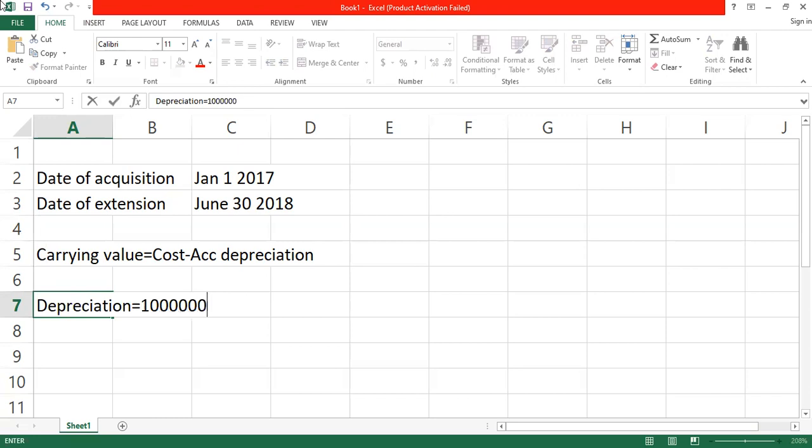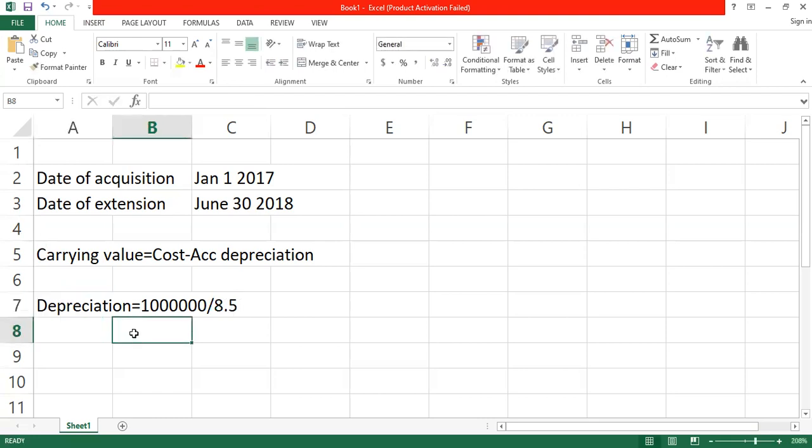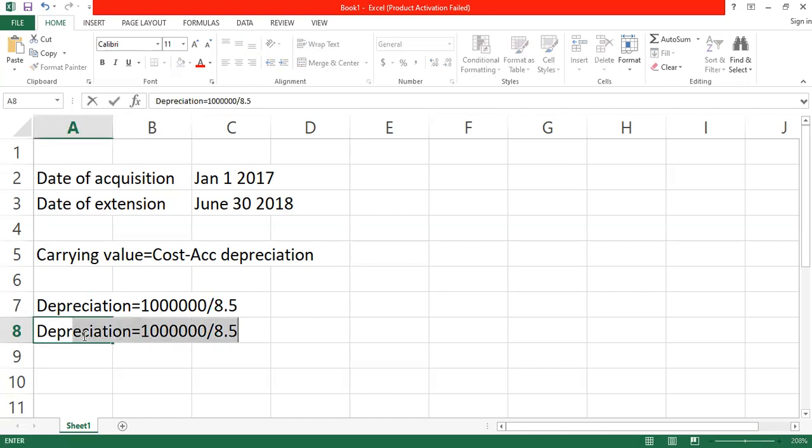Yes, please. So that would be 1 million divided by what? 8. It's exactly 8, not 8.5. Okay, sorry. So that will give us how much? 125,000. Okay, so that will give us 125,000. That is yearly depreciation, isn't it?